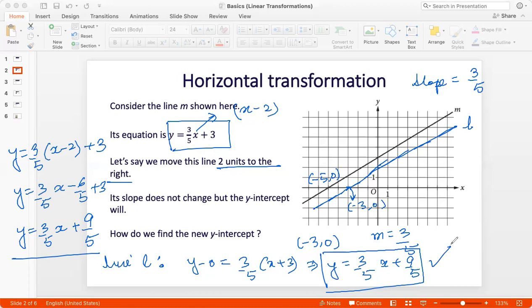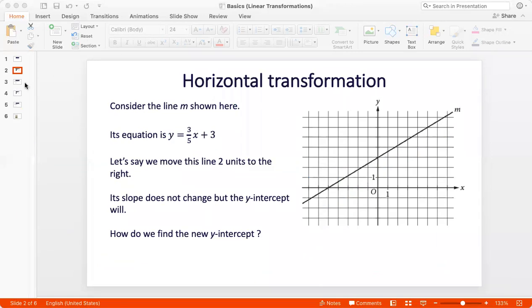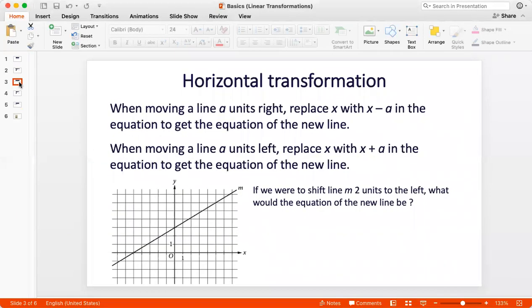So we get a rule for horizontal transformations. And what is that rule? That rule is if I move a line a units to the right, then I replace x with x minus a in the equation to get the equation of the new line. And if I move a line a units to the left, I replace x with x plus a in the equation to get the equation of the new line.